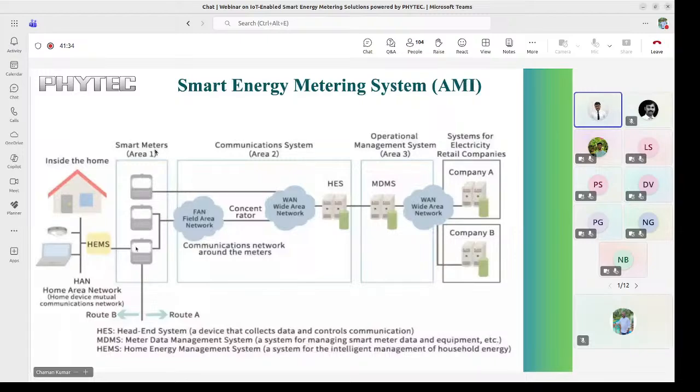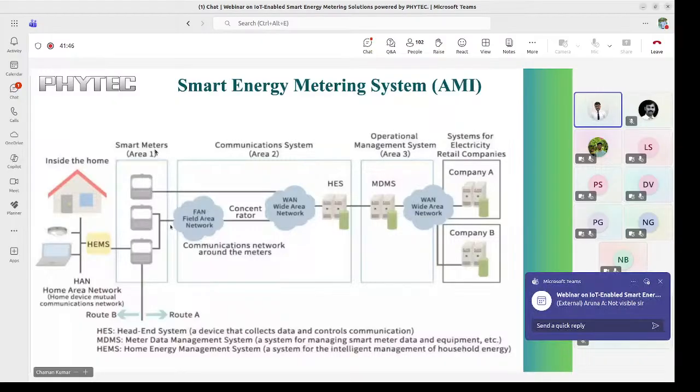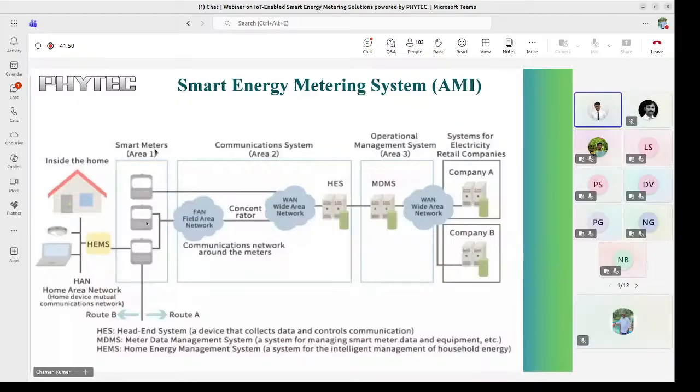There is a field area network, or we call it the local area network. The local area network might be RF based, LoRa based, or Zigbee based. You will send the data from the smart meter to the concentrator. The concentrator is the data concentrator unit, which we call the gateway, and it collects the data from smart meters through the local area network. Once the data reaches the data concentrator unit, it has to be sent to the utility. Utility means the power company.